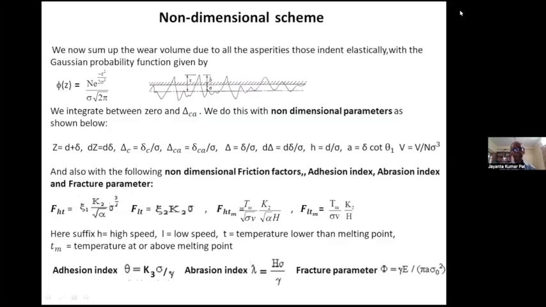And fracture parameter simply denotes the detachment of particles on the surface, which is typically a fracture situation. So obviously, if fracture parameter increases, we would expect larger wear. With this introduction, we go ahead with the rest of the formulation.